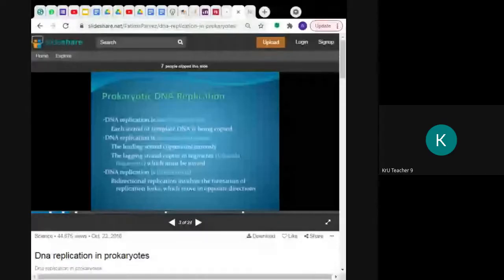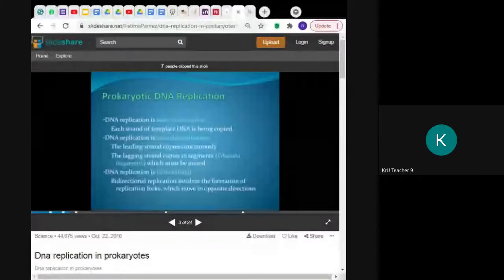Welcome back, learners. Now we'll deal with the topic of prokaryotic DNA replication. Replication, we know, is a semi-conservative process. Each strand of template DNA is copied, and replication is semi-discontinuous also. There is one leading strand that copies continuously, and one lagging strand that copies the DNA in segments, which are to be joined by DNA ligases.